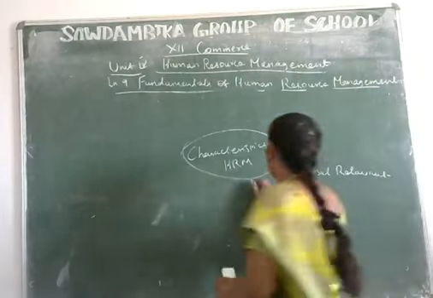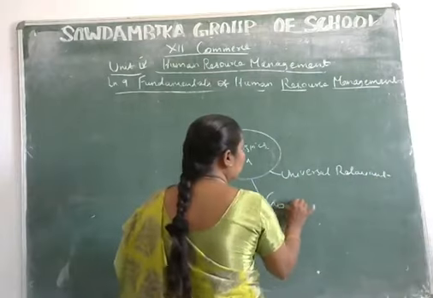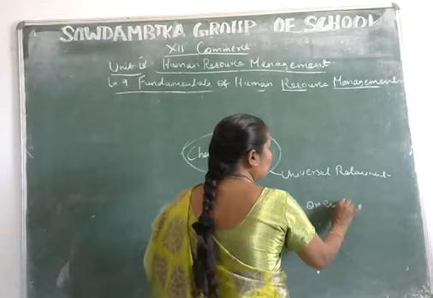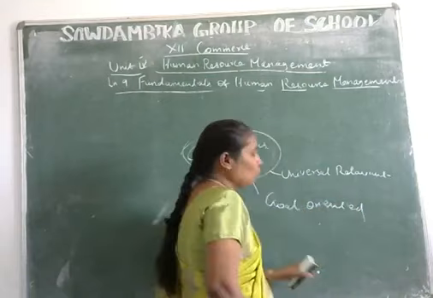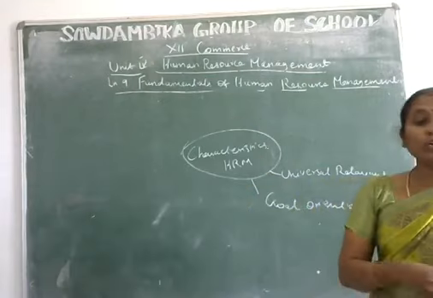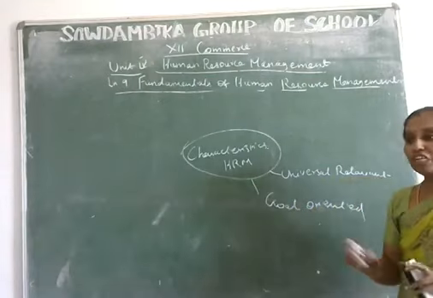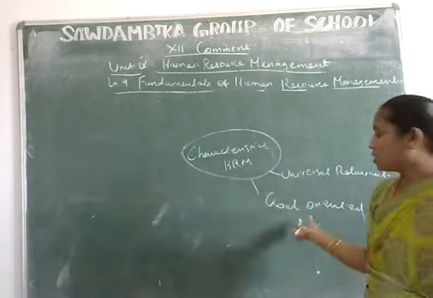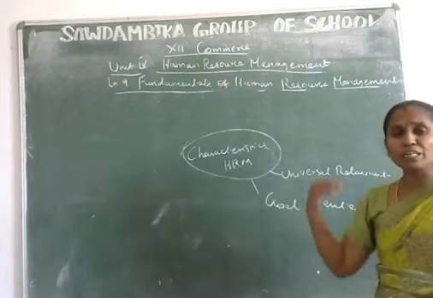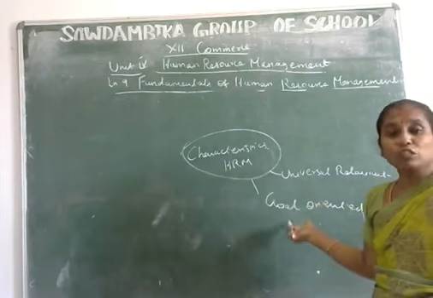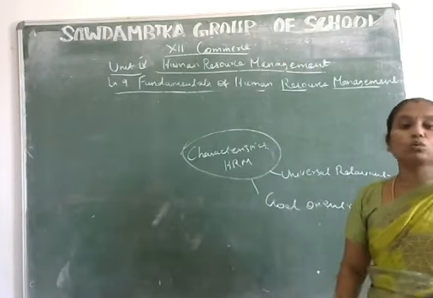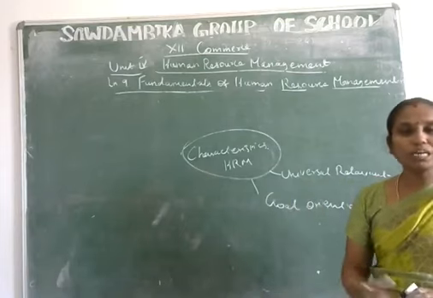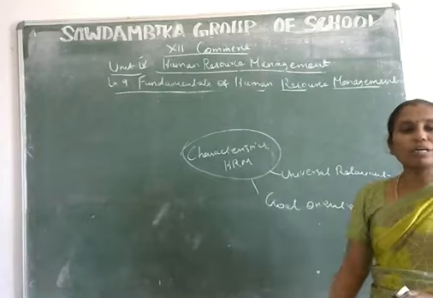And the next one is that it is goal oriented. What is meant by goal oriented? Goal oriented means a harmonious understanding between each and every member of the organization, between superiors and subordinates. It helps to accomplish the organizational goals. It is the harmony of the individual goals with the organizational goals.